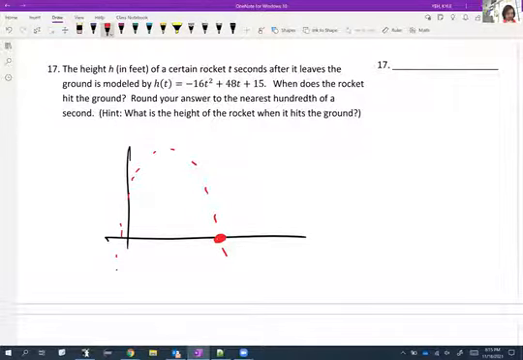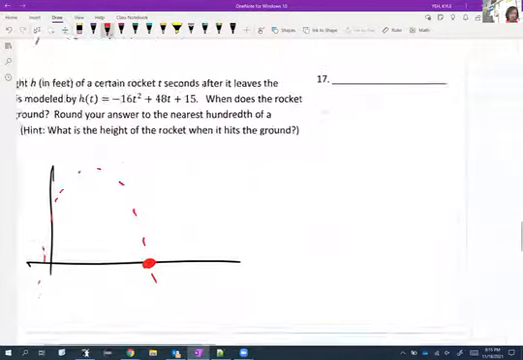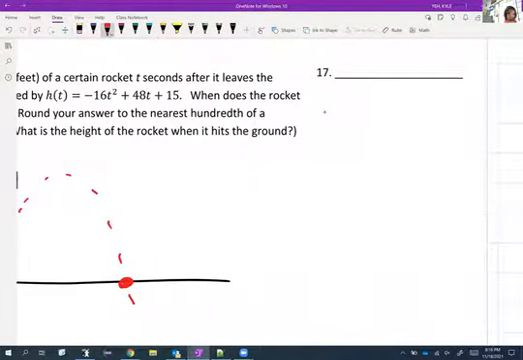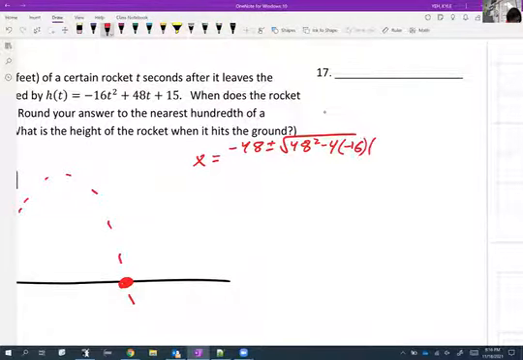This doesn't look like something that would be easy to factor. Completing the square, these numbers are kind of big. It could get ugly. But one method that will always work to find roots, and it's kind of tedious, but we can use a calculator, is the quadratic formula. I could say x equals negative 48 plus or minus square root of 48 squared minus 4 times negative 16 times 15, all over 2 times negative 16.